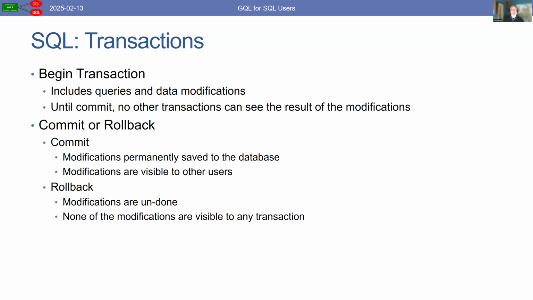If I say commit, the modifications are saved to the database and they're visible to other users. If I say rollback, the modifications are undone and none of the modifications are visible to any other transaction, any other concurrent user. So pretty much classic transactions in SQL.